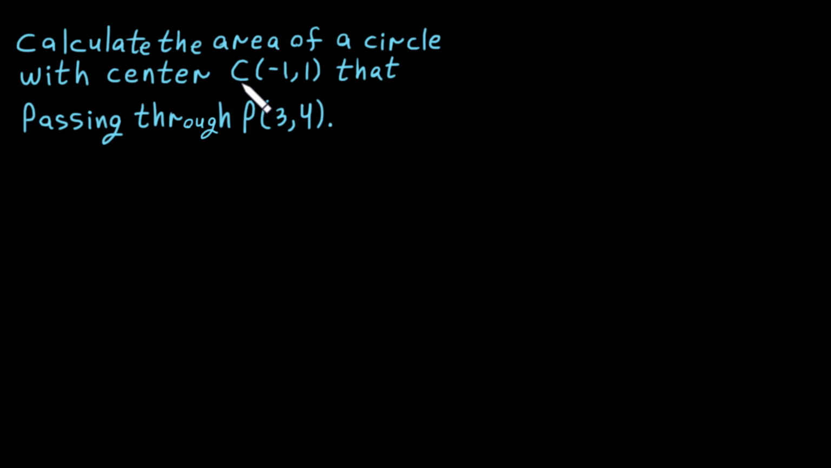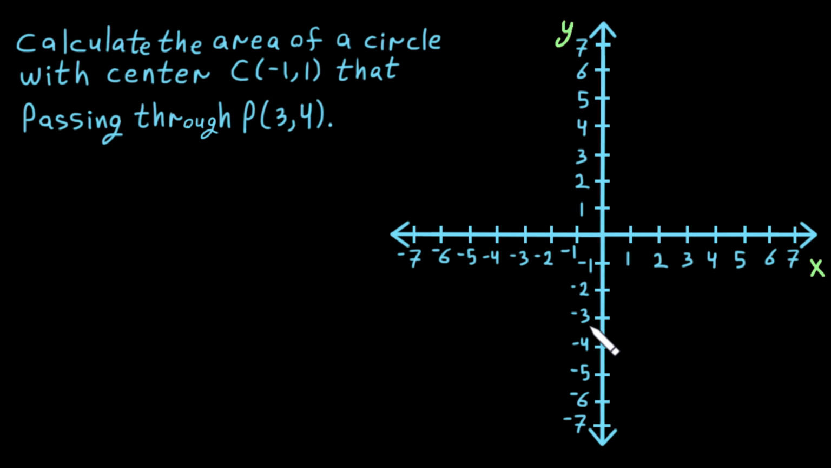We know that if we connect these two points, the center of the circle and the point on the circle, it will be the radius of the circle. Let's visualize this by plotting these two points on the coordinate plane, or the XY plane. So I draw the coordinate plane here. I want to plot the center of the circle and the point on the circle.